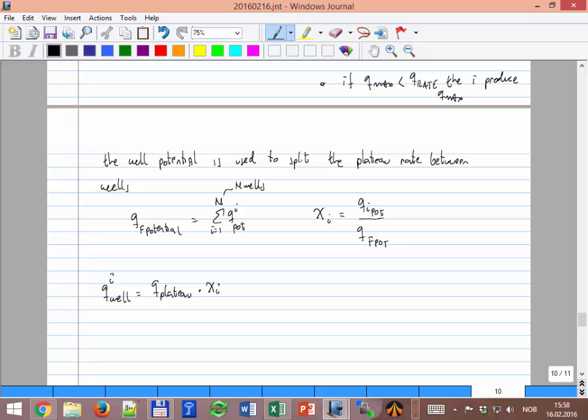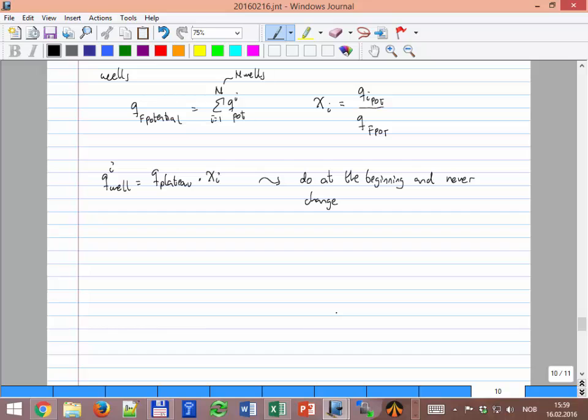Of course, remember the potential changes from time to time. So some people do this at the beginning and never change. That means that with this factor you determine, okay, this well should produce 10,000, this 5,000, this 6,000, and then you don't change that number anymore for the life of the simulation. Or some simulators, and that's what Eclipse is doing, calculate the potential at every time step, and then do a re-splitting.